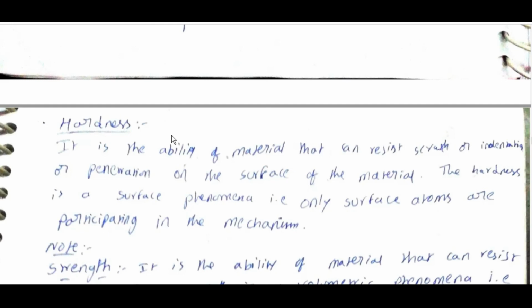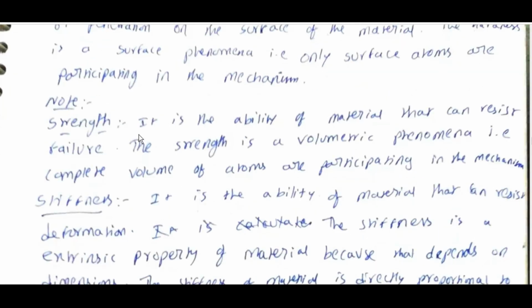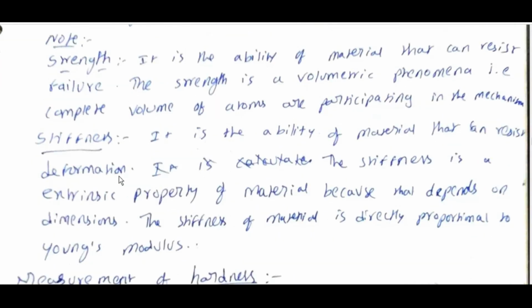Hardness is a surface phenomenon, that is, only surface atoms are participating in the mechanism. Strength is the ability of a material to resist failure. Strength is a volumetric phenomenon, that is, the complete volume of atoms is participating in the mechanism. Stiffness is the ability of a material to resist deformation. Stiffness is an extrinsic property of a material because it depends on dimensions. The stiffness of a material is directly proportional to Young's modulus.